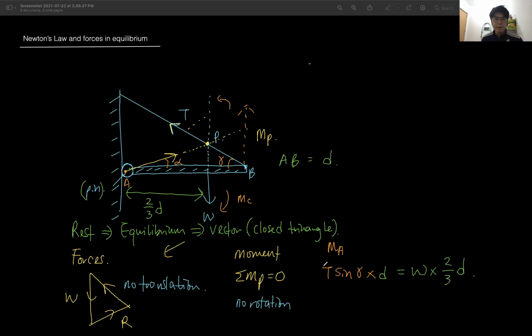So moment about A is also balanced. You take moment at point B, same. Moment at point B, then the tension would have no turning effect. And you have to calculate the reaction and the W. This one I can. So 3T sine gamma equals to 2W.